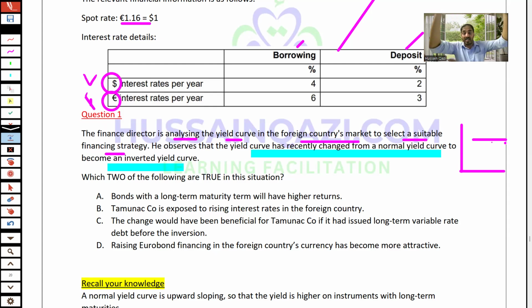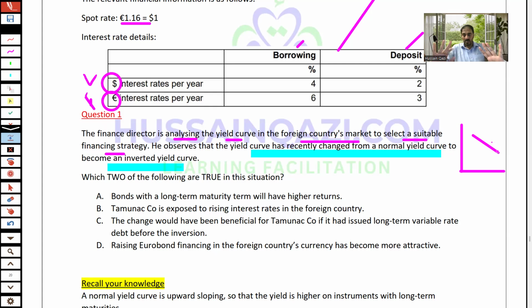A normal yield curve is upward trending, meaning interest rates are expected to be higher, but here it's unprecedented, an abnormal situation. The yield curve here is a decreasing trend. Interest is expected to decrease in future. So, which two of the following are true in this situation?